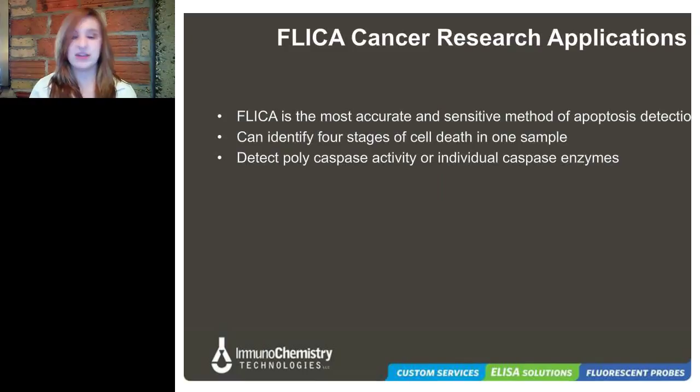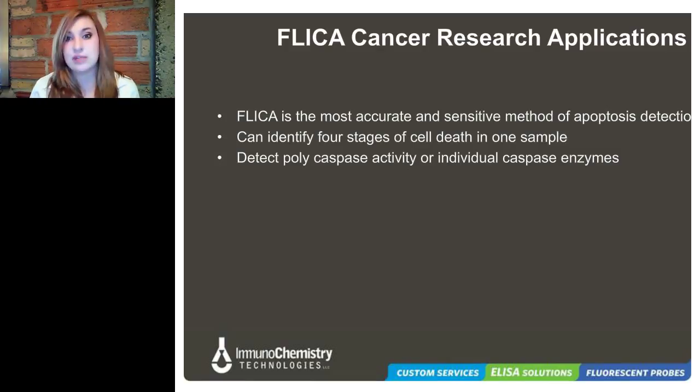So in terms of cancer research, there are several advantages to using Flicka. And first, Flicka is the most accurate and sensitive method of apoptosis detection, as it measures the actual intracellular process of apoptosis via the caspase activity, instead of measuring a side effect of the process. So second, it's the only method that can detect cells in early apoptosis and differentiate them from cells that are in late apoptosis. So you really get more specific information out of these types of assays.